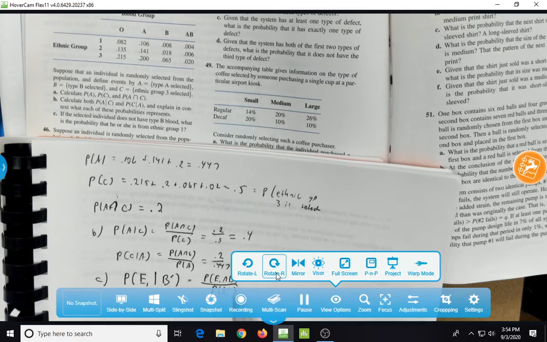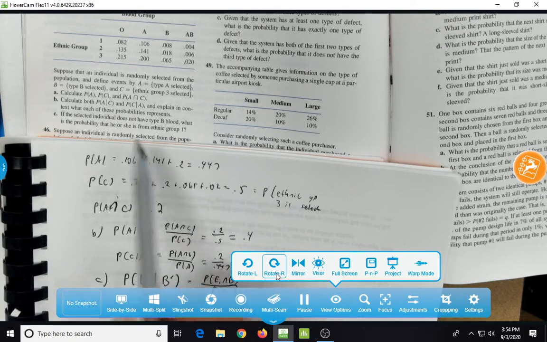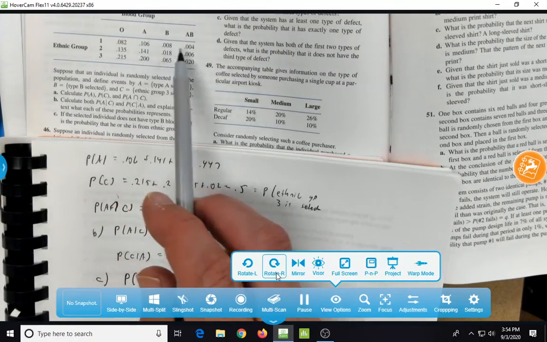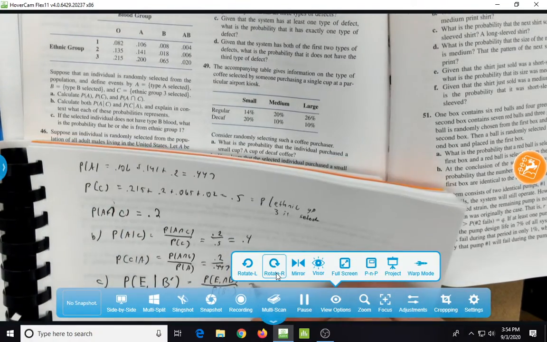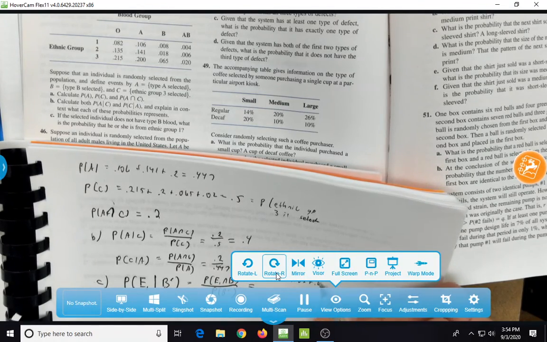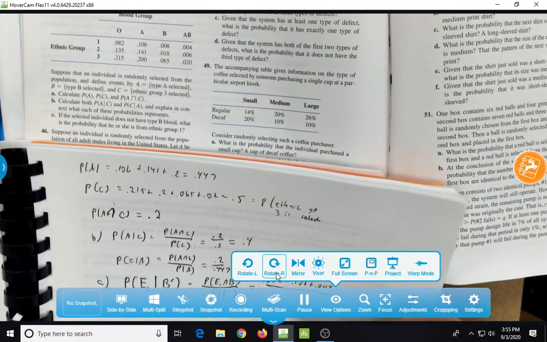So this is going to be sort of a Bayesian approach. Okay, so we look at E1, which is ethnic group 1, but not in B. So we're going to add in all of the other parts, and so this would be 0.082 plus 0.106, not B, 0.004, all over the entire probability.